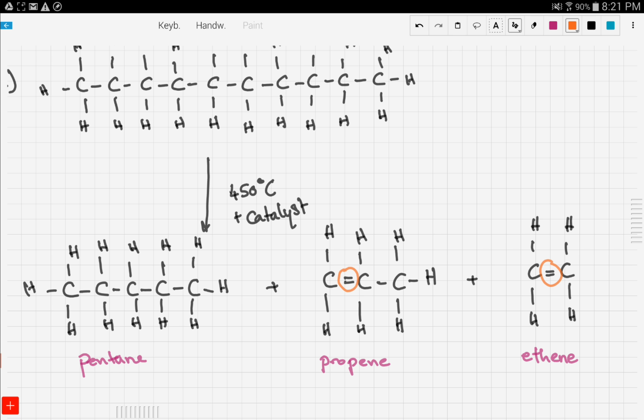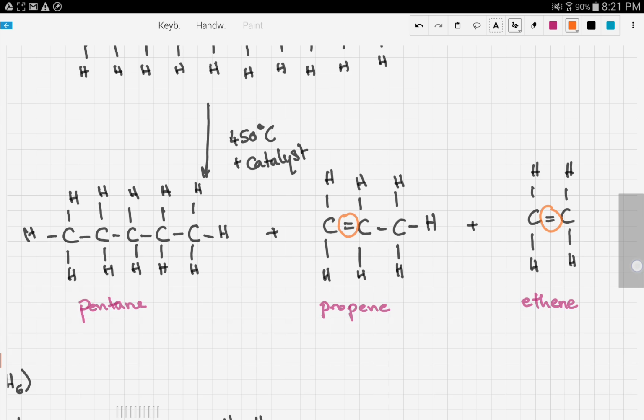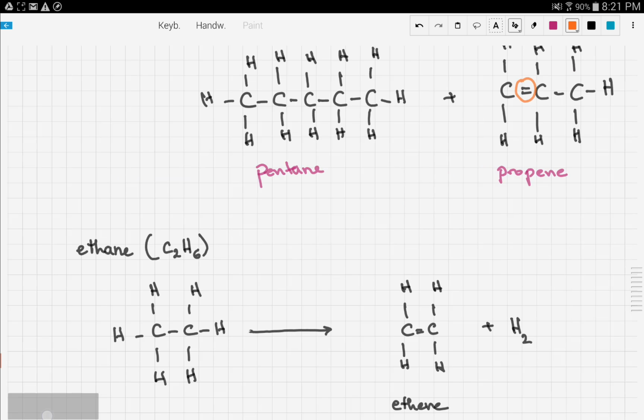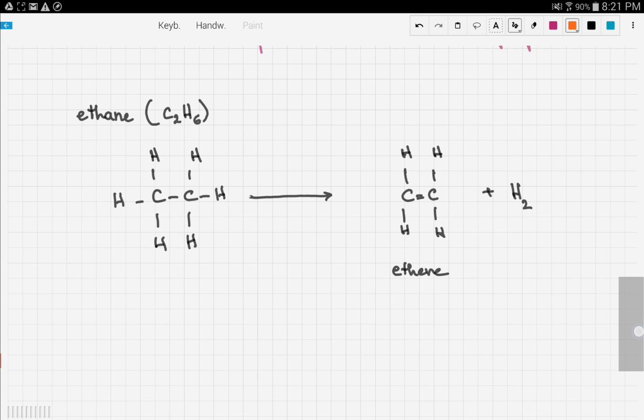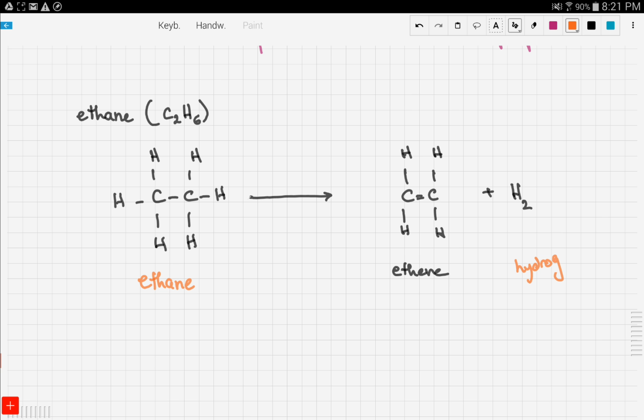Now, let's see another example, which is ethane. And ethane is also an alkane, and we want to crack the ethane in order to get a more reactive hydrocarbon. So when we crack ethane, we get ethene, which is an alkene also, plus hydrogen gas. So this is hydrogen gas.